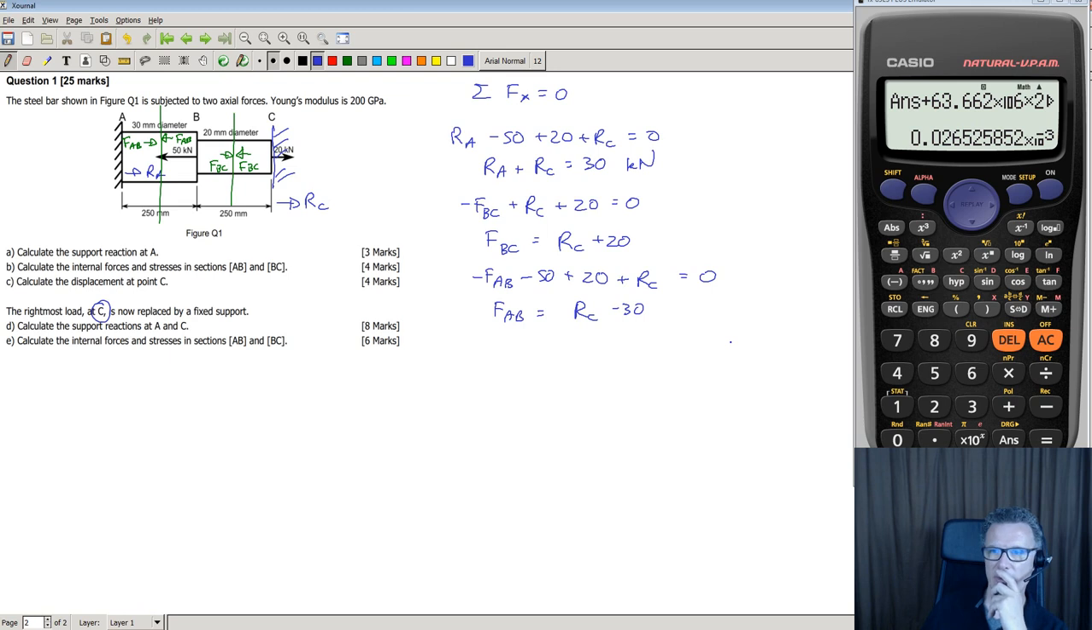How can I find reactions without finding the forces? It would make more sense to me if part E was first.